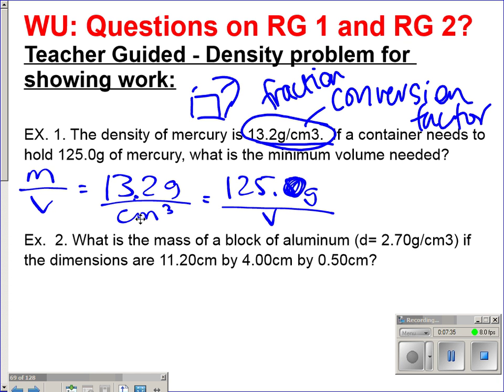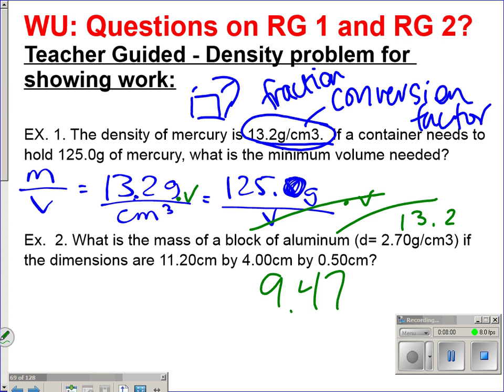A lot simpler. So if you multiply by v, these cancel, right? This v needs to be isolated. So then what do you do? Divide by 13.2. Yes. So 125 divided by 13.2 would give you like 9.47 units. Centimeters cubed. You know it's a volume, right? You know it's not the grams. It's got to be centimeters cubed. So use your logic there too.